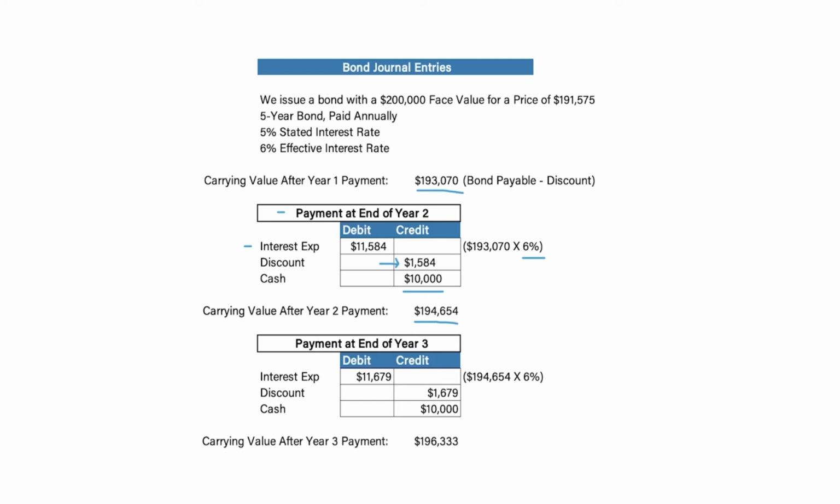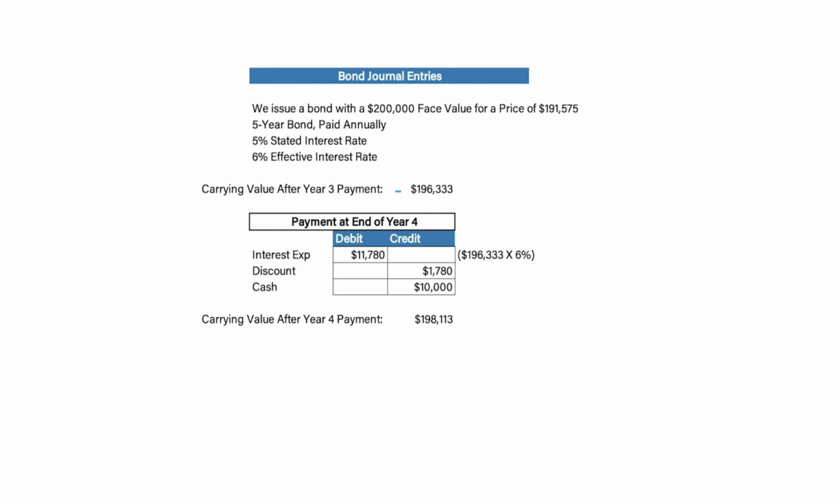So then at the end of year 3, we're going to have this journal entry. We have interest expense for the carrying value at the end of year 2 times the effective rate. The cash is still the same. So because the interest expense is increasing each year, the amortization of the discount is increasing each year. Therefore, the carrying value after the year 3 payment is 196,333. So what would the journal entry be for the year 4 payment?